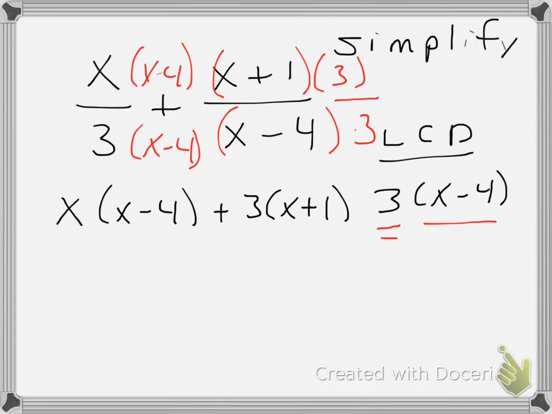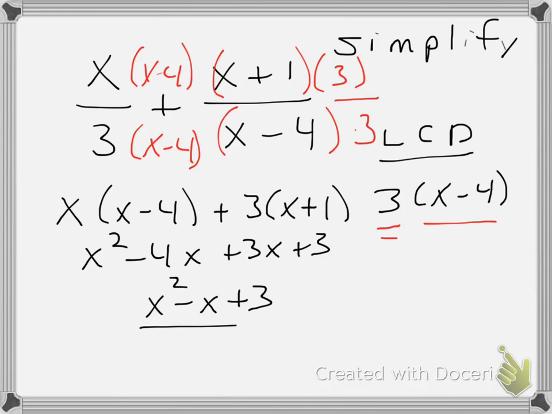Now I'm going to evaluate this expression. I'll combine my like terms. First of all, I'll distribute. Combining my like terms, I now have x squared minus x plus 3 over my least common denominator.